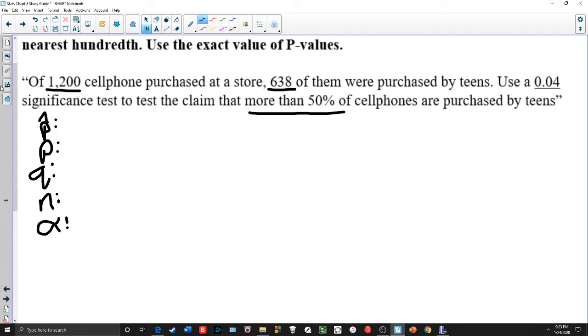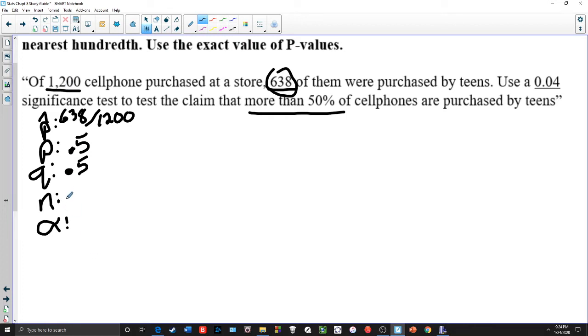Okay. So p hat, well, they don't give it to us directly, but we know that it's 638 out of 1,200 were purchased by teens. So if I wanted to write that down as a percentage, I would just do that fraction, 638 out of 1,200. That would be my p hat. That's the percent of teens that purchase cell phones. My p, my claimed percentage, is just 0.5, basically 50%, because that's what I'm going to test against. I'm going to test it against 50, whether it's more or less than 50. So it's my claimed percentage. That means q also is 0.5, because remember it's just 1 minus p, so it has to be the other half.